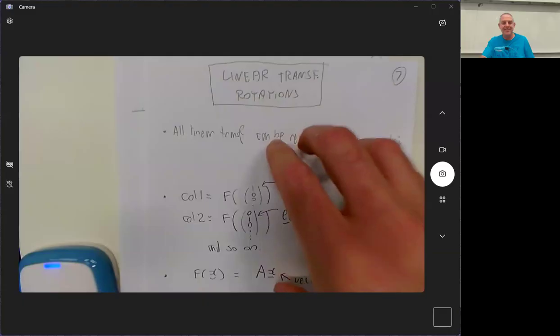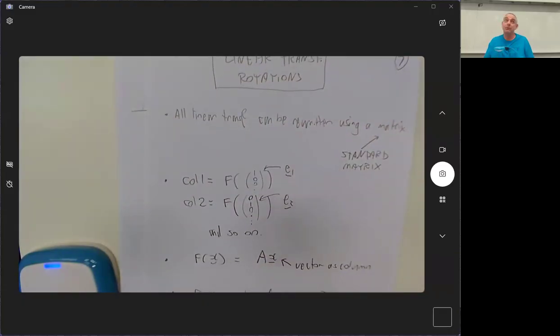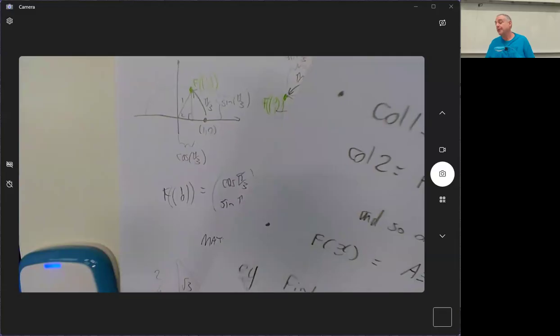But it is all based on this idea, which is true for all linear transformations. Yeah. Okay.